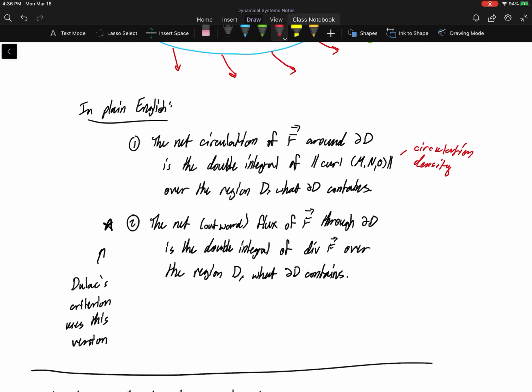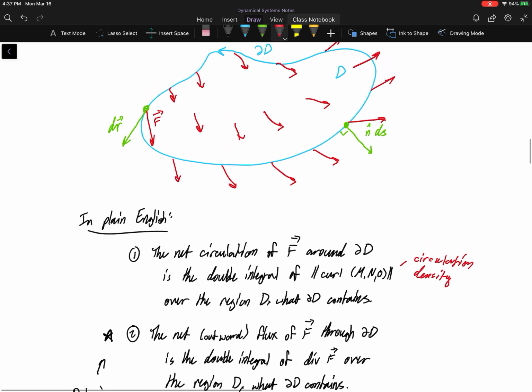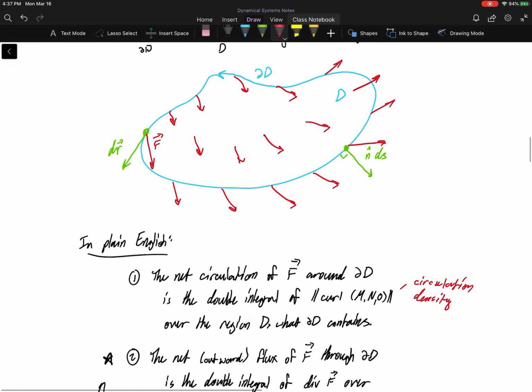Okay, now, Dulac's criterion makes use of the second form, the divergent form, so that the net outward flux of the vector field through the boundary of the region is the double integral of the divergence, the flux density over the region D. Which is exactly what boundary D contains, which is exactly why we can't have any holes in this region. We don't want to be skipping out on something interesting that might be happening inside a puncture.